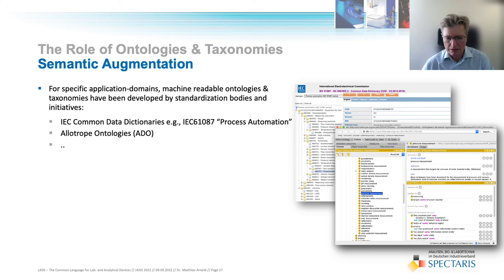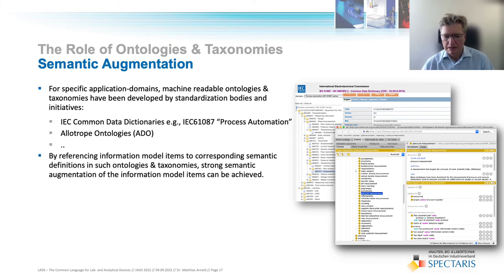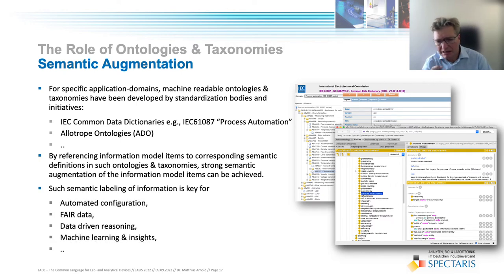And here's the trick. By referencing information model items within the LADS OPC UA information model of the instrument to their corresponding semantic definitions in such ontologies and taxonomies, a strong semantic augmentation of the information model items can be achieved. Such semantic labeling of information is key for a wide range of digital transformation applications and use cases, including, but not limited to, automated configuration, FAIR data, data-driven reasoning, machine learning and machine insights, and so on.